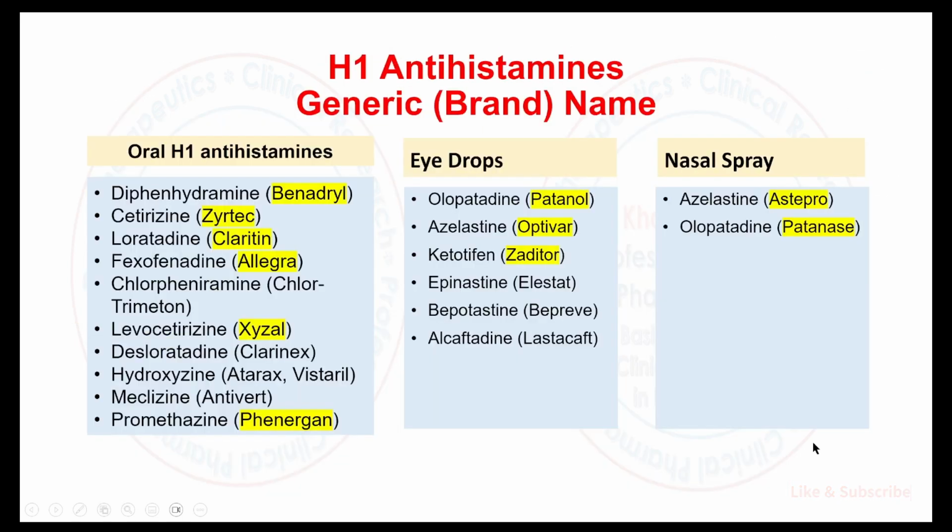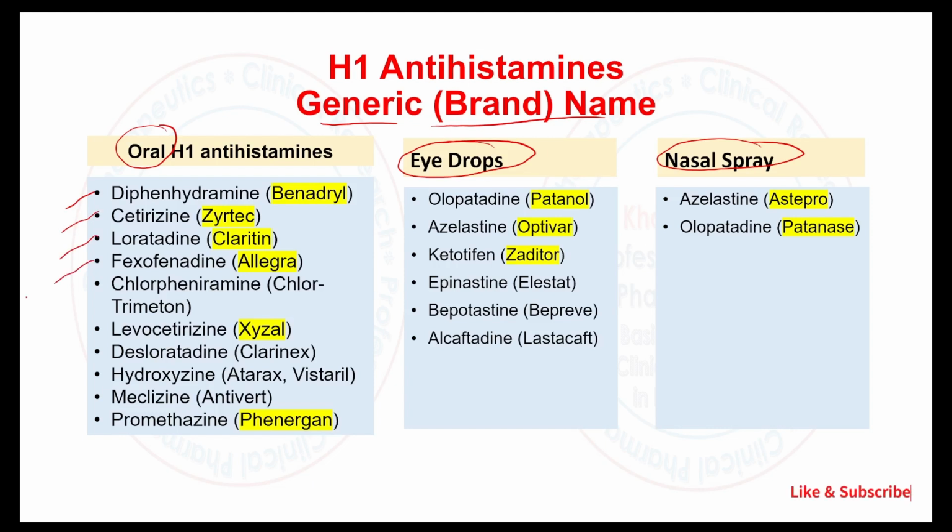Okay, antihistamine, we have generic name, we have brand name. As you can see here, talk about oral, we have nasal, we have eye drops, we have nasal spray. I will start with the oral. We have diphenhydramine, Benadryl. We have cetirizine, Zyrtec. We have loratadine, Claritin. We have fexofenadine, Allegra. We have levocetirizine, Xyzal. We have promethazine, Phenergan. Here we have the list of medication.